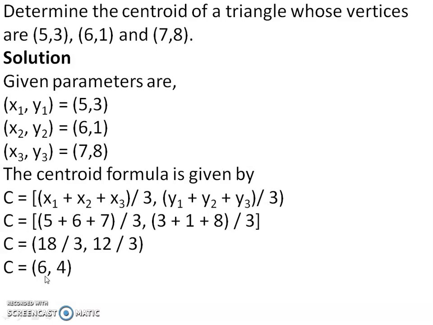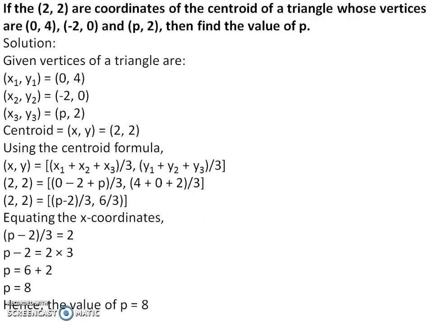The next indirect question from this portion is, if (2, 2) are the coordinates of the centroid of a triangle whose vertices are (0, 4), (-2, 0) and (p, 2). So what is given here? The centroid is given and the 3 vertices are given. So what is the unknown? One of the x coordinates is unknown.